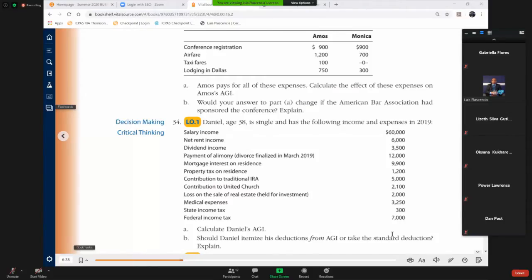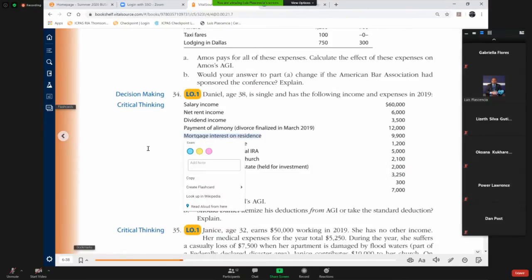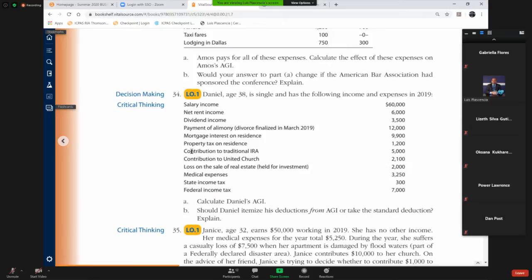So we have to figure out what's a deduction from AGI and what's a deduction for AGI. So let's highlight: mortgage interest, from AGI. Property taxes, from AGI. Contribution to traditional IRA, for AGI. Contribution to United Church, from AGI. Loss on the sale of real estate, for AGI. You guys see what I'm doing here? I'm just identifying what's an itemized deduction. Remember, the itemized deductions are from AGI. That's how I want you to start thinking.